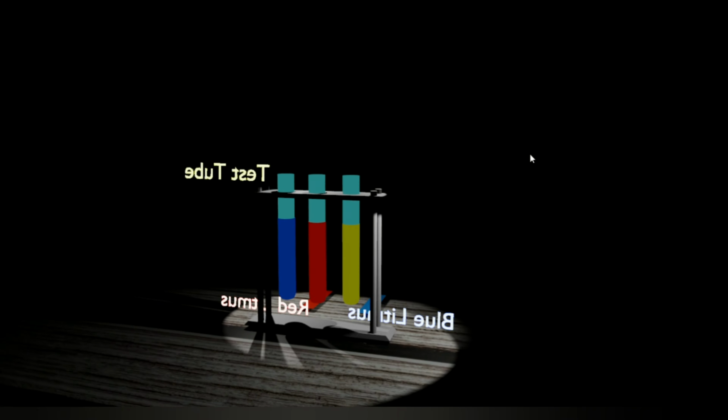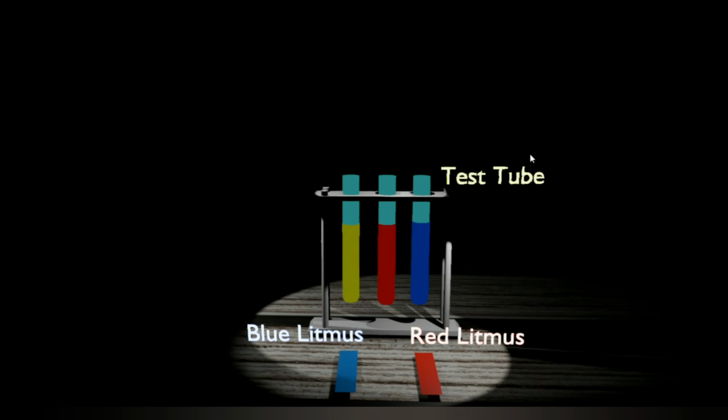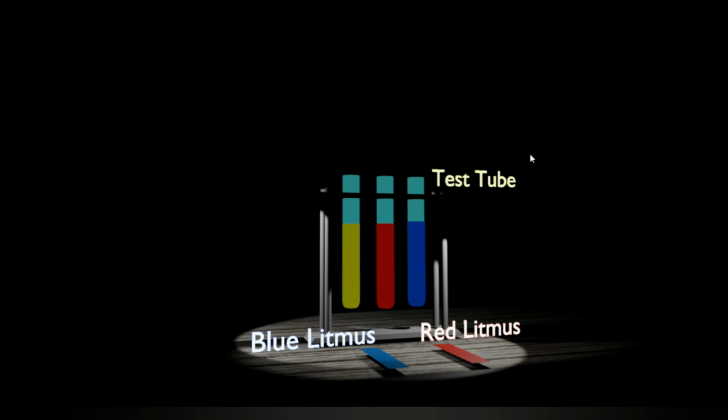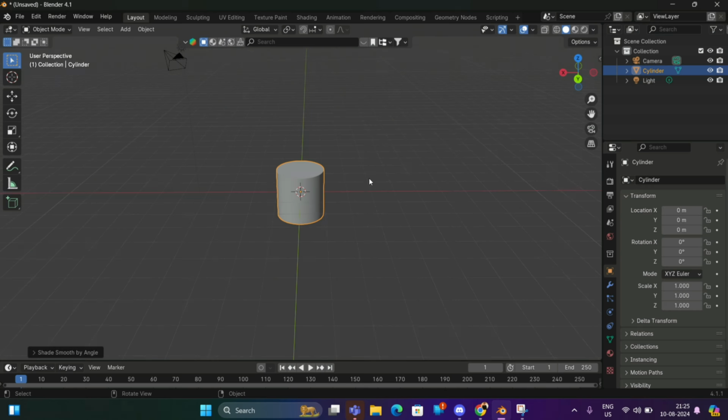So today is Sunday and I created this 3D lab simulation of a chemistry lab and the basic few items which are present in a chemistry lab, like the test tube holder and the litmus paper.